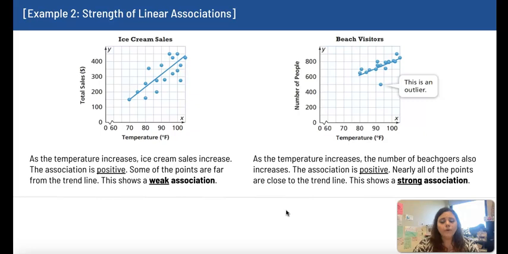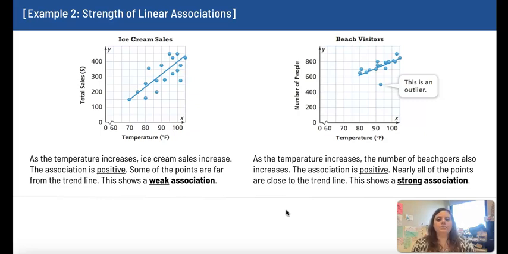All right, so both of these have a positive association. As the temperature increases, ice cream sales increase. So this association is positive. However, when we look at the trend line and compare it to the points, we notice that some of the points are farther away from the trend line. This shows a weak association. So while there is an association, it's not a very significant one.